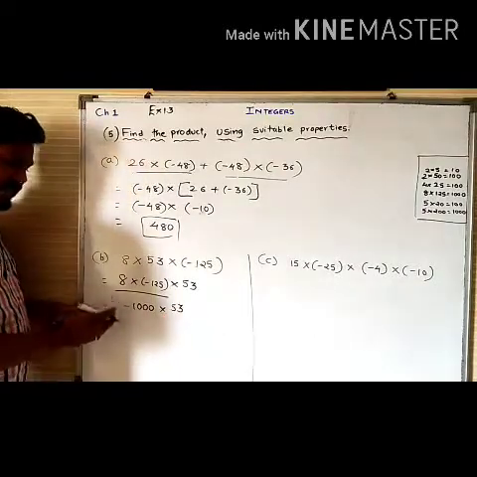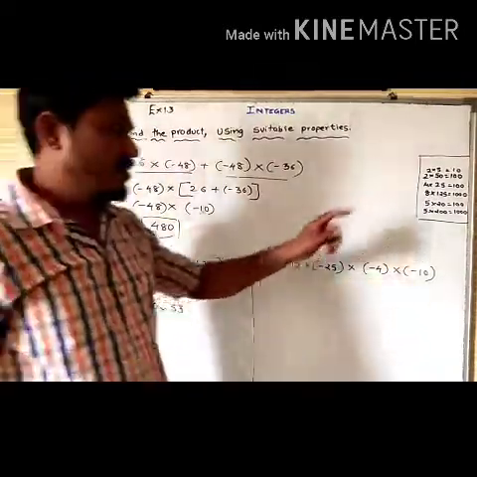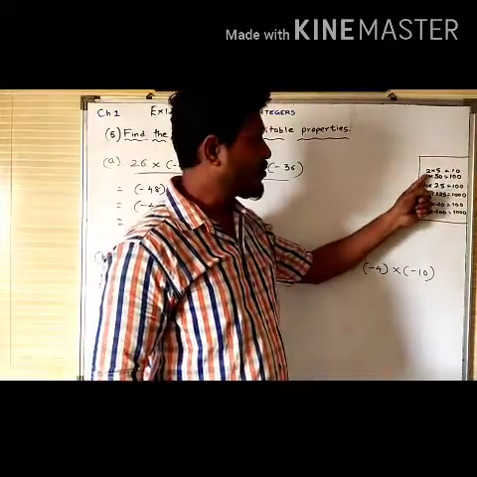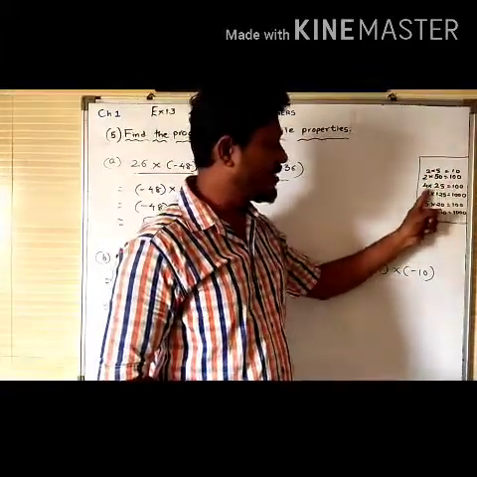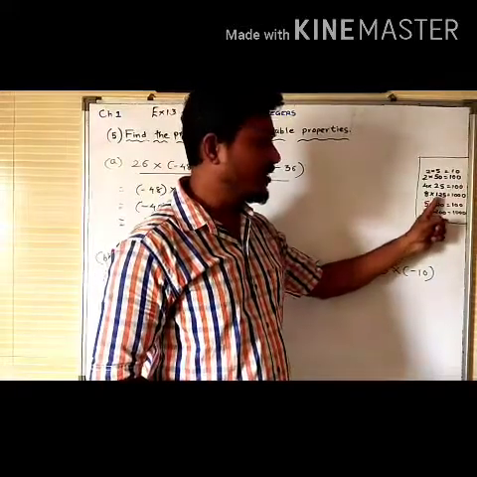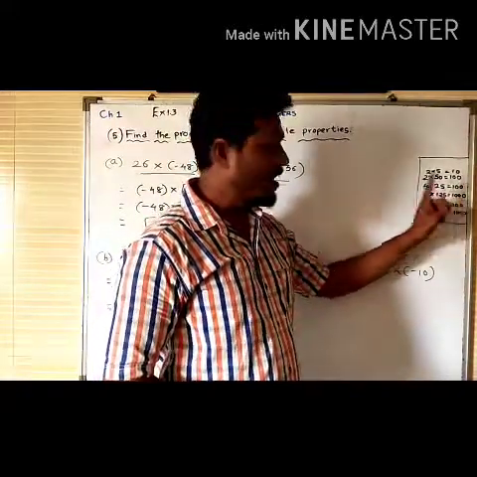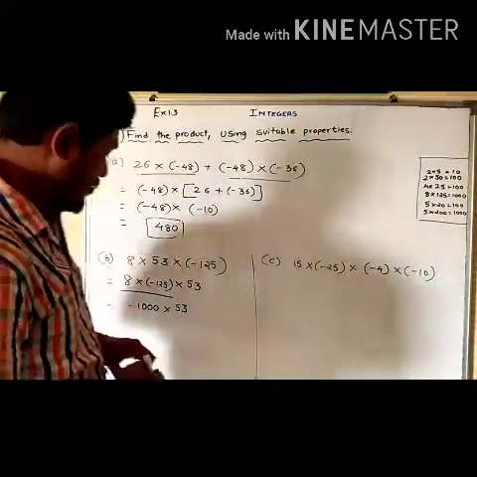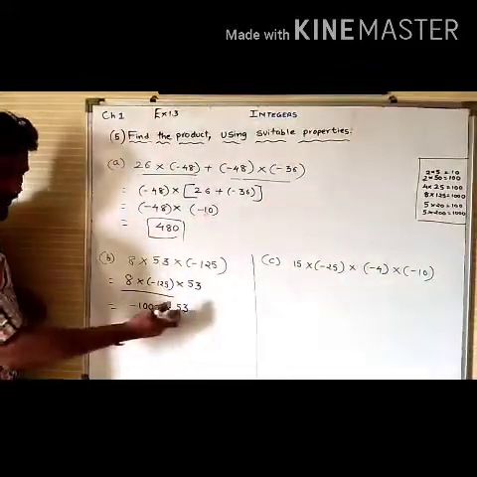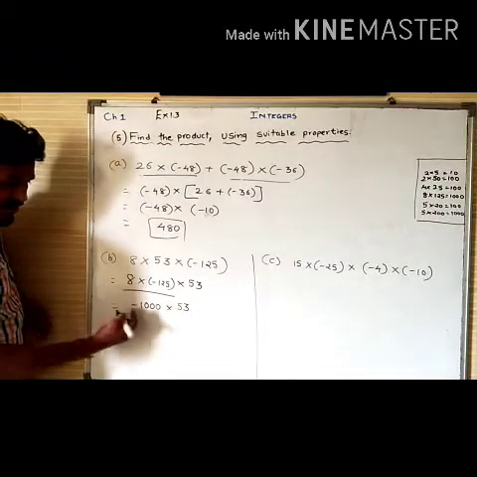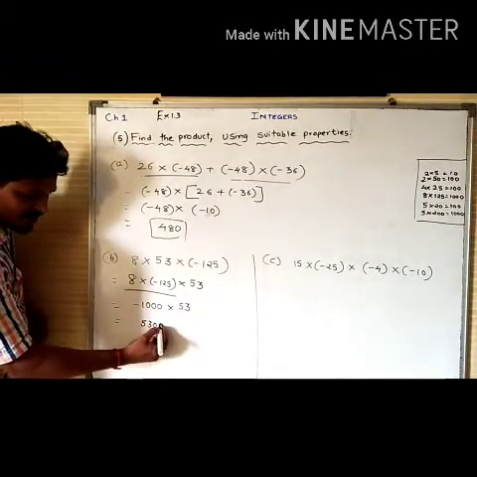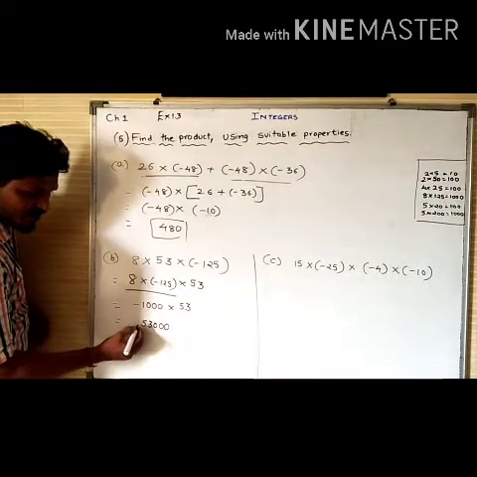Yes student, you have to remember a few products. See over here what is written: 2 fives are 10, 25 fours are 100, 8 into 125 is 1000, 5 twenties are 100, 5 two hundreds are 1000. Now try to make your multiplication easier. Now no need to multiply also. 53 thousands are 53,000. Negative into positive is negative.